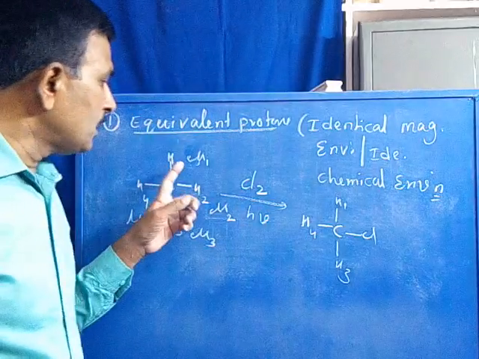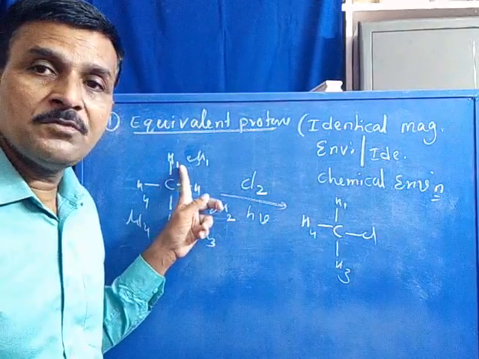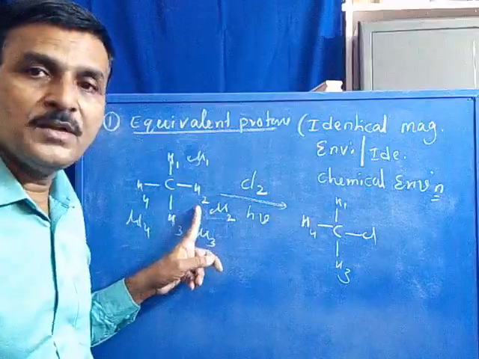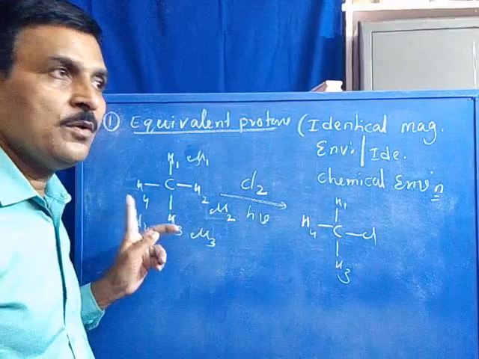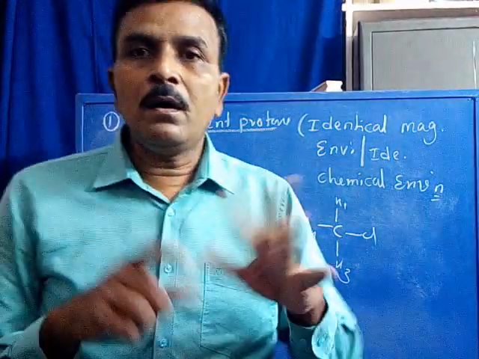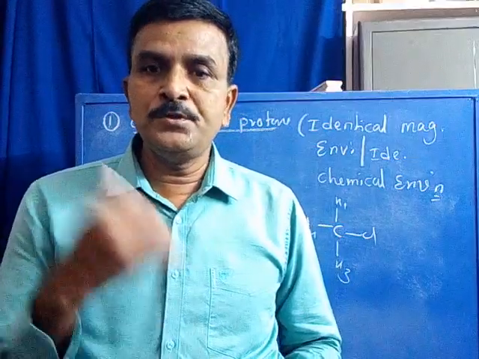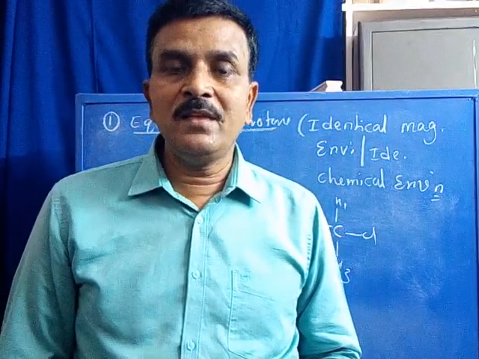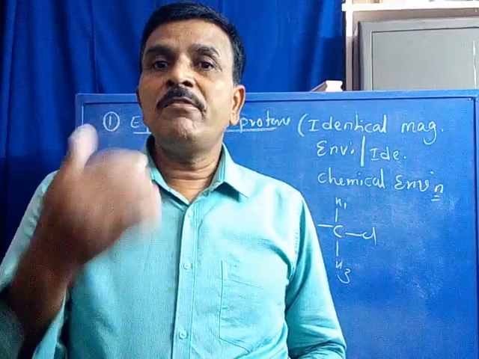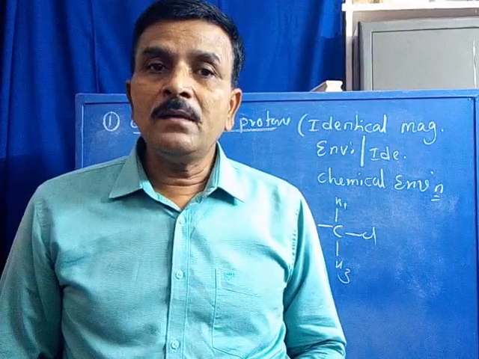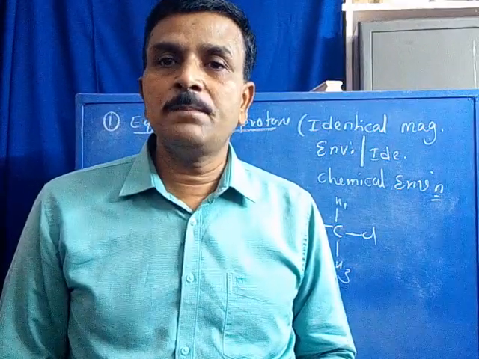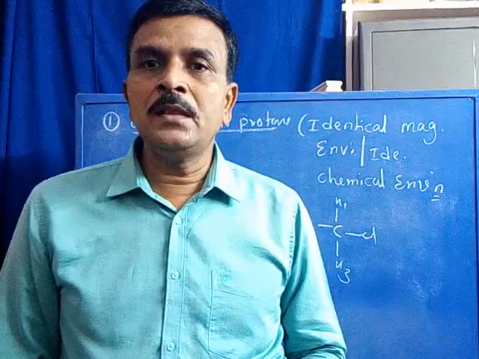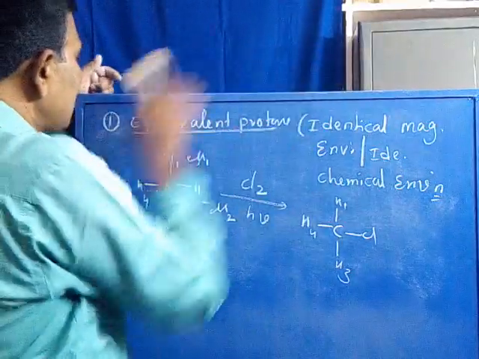For example, the frequency absorbed by H1 hydrogen is equal to that of H2 hydrogen, H3 hydrogen and H4 hydrogen. All equivalent protons absorb energy at the same frequency. Hence, equivalent protons appear as one signal in the spectrum.